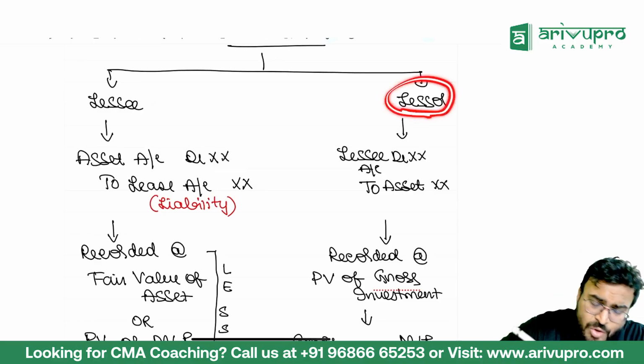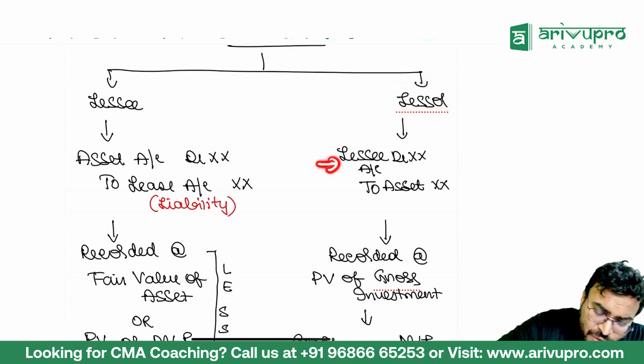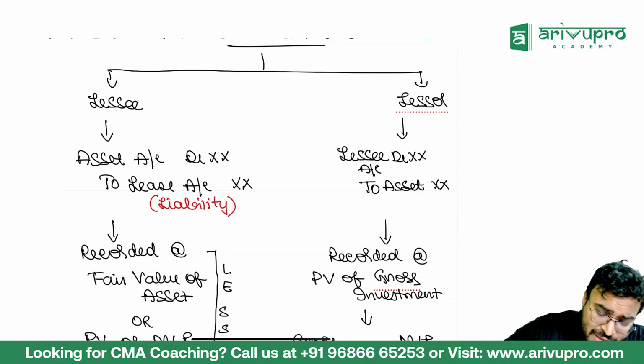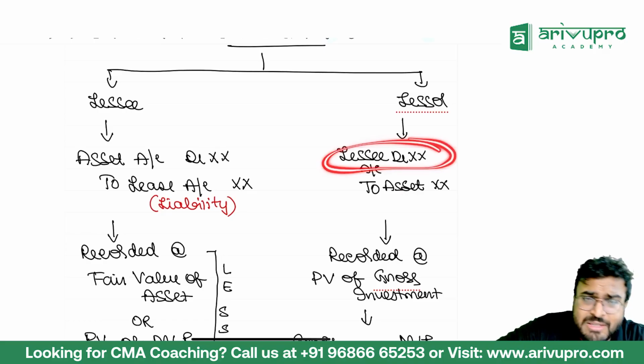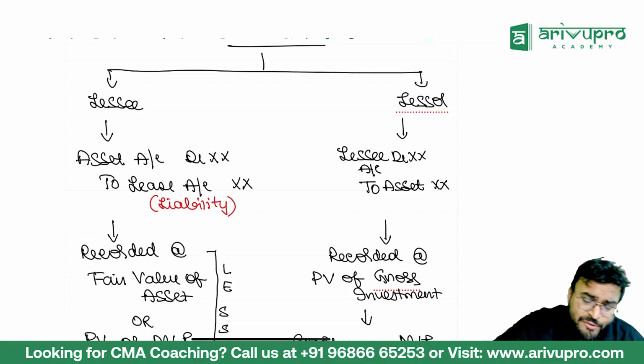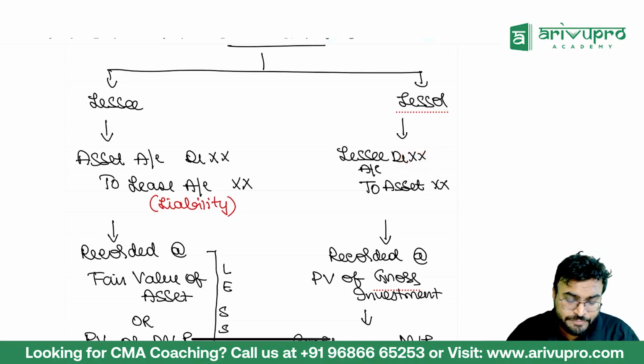Now lessor, what will lessor do? Lessee account is debited to asset account. Why is lessee account debited? Because lessee has to give the money. So receivable for this person and asset goes out.